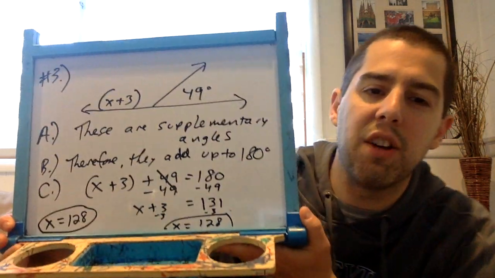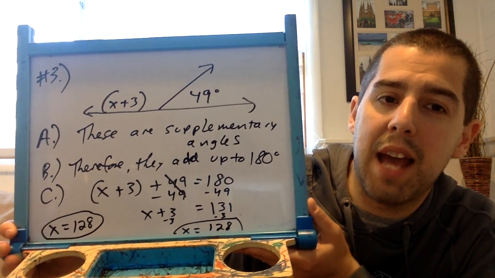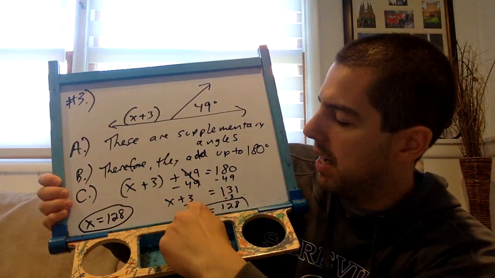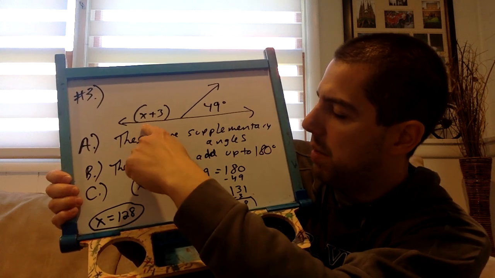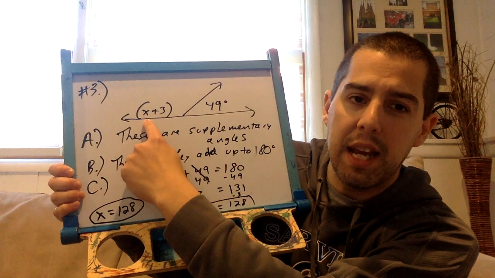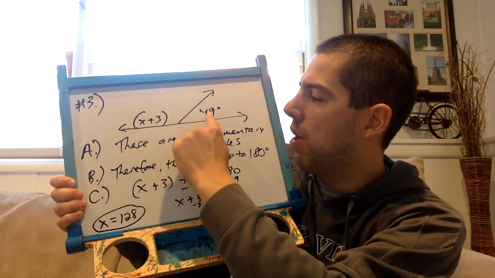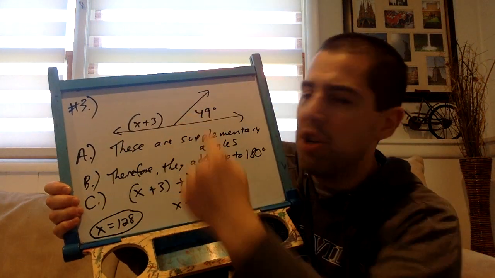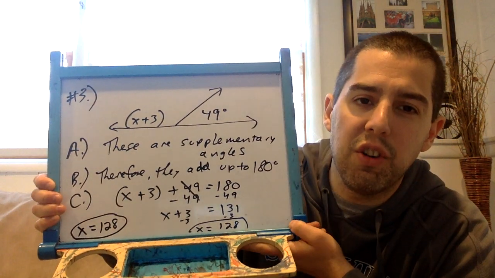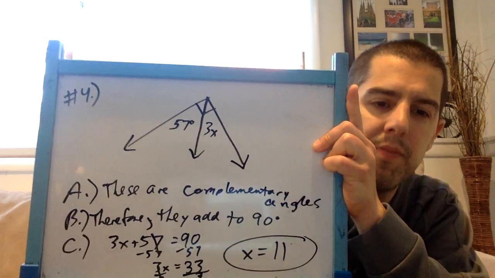I subtracted the angle that I know, and then I got 131 degrees is the missing angle. But since it's x plus 3, I need to subtract 3 and find out that x would be 128. That makes sense because if I plug in 128, plus 3, I'll get 131, and then 131 plus 49 is the 180-degree full straight angle that is made by these 2 supplementary angles.